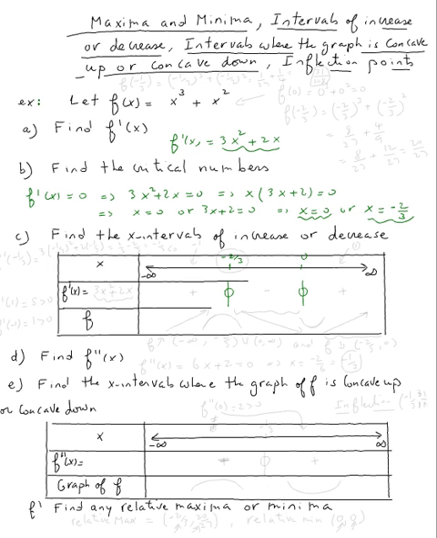Where do I write it? Let me write it here. It's probably easier. 3x squared plus 2x. Well, I thought I made a mistake on the derivative, but no, that's right.